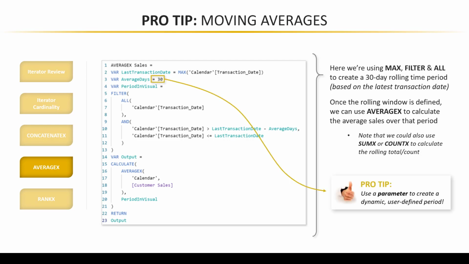Pro tip here, one of the things that you can actually do is you could create a parameter and substitute that for our average days, that static average day value, and this would let you create a dynamic user-defined period that would automatically adjust within the visual. With that, let's go build this and test it out for ourselves.